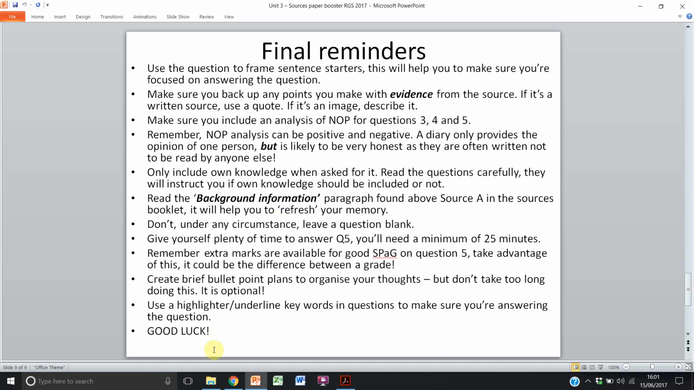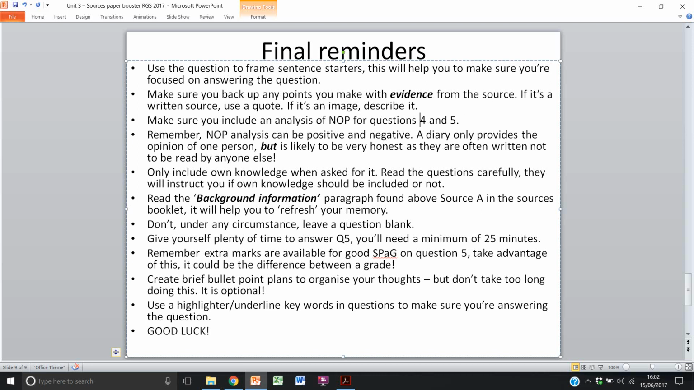Just some final reminders. Whatever question you're answering, use the question to frame your sentence starters. So refer back to the question in your opening sentences. This will really help you to make sure you're focused on answering the question. You must make sure that you back up any points you make with evidence from the source. If it's a written source, you're going to need to give a quote. If it's an image, you're going to need to describe it. Okay? It's really important that you back up any points you make with evidence from the source, unless, of course, you're using own knowledge. Make sure you include an analysis of nature, origin and purpose.